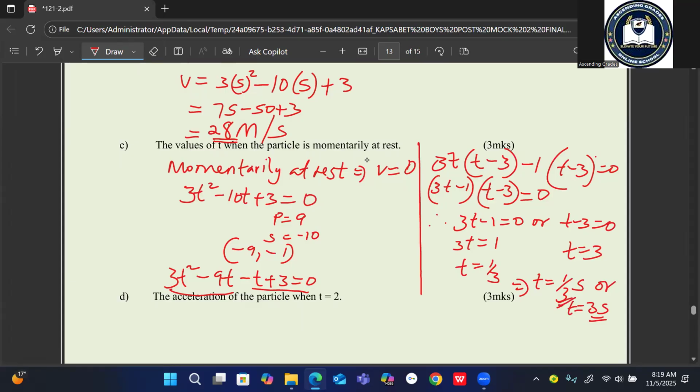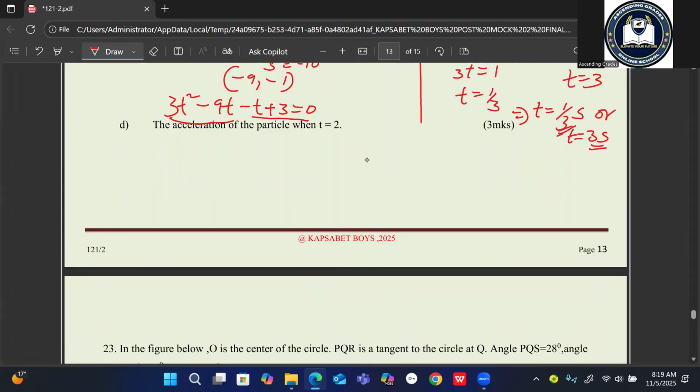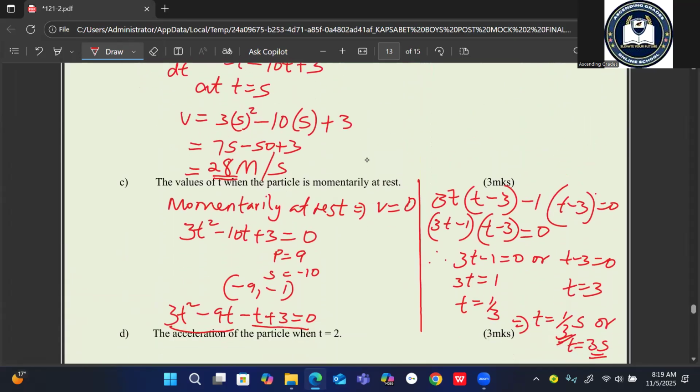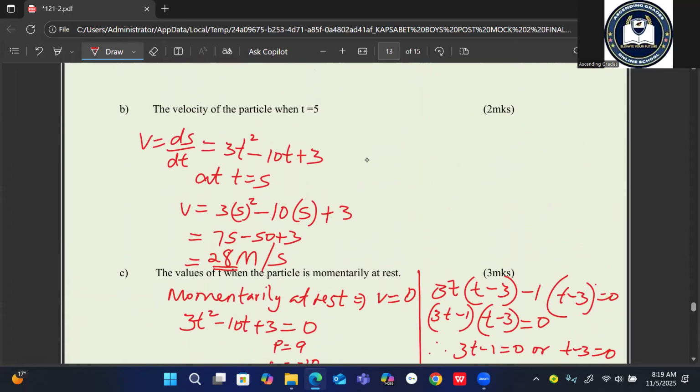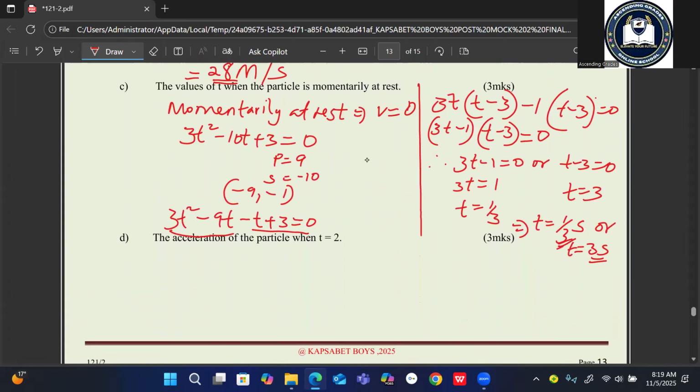You have your 3 marks. So from there we go to part D, the last bit of the question: the acceleration of the particle when t is 2. Since we have our displacement and velocity, from there we go to acceleration.